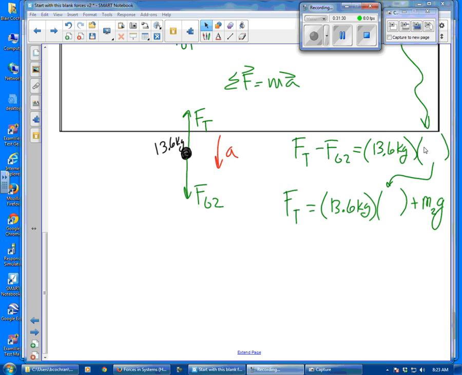Folks, don't forget your acceleration points down. So when you substitute in here, because your A is pointing down, you're going to actually substitute in the negative value of it. Can't forget that a vector has directionality.